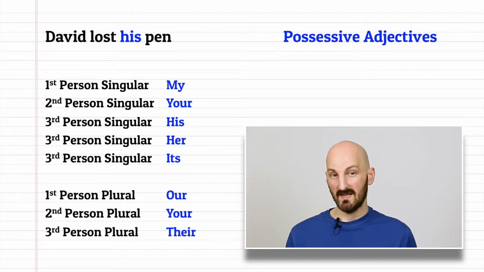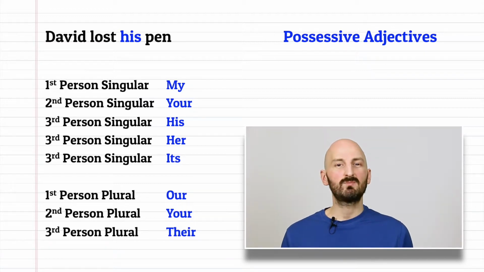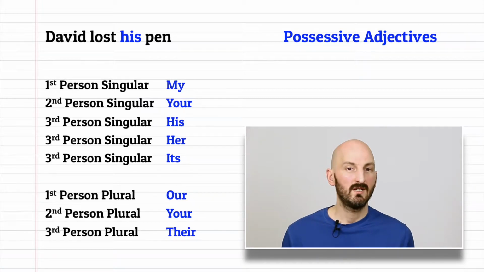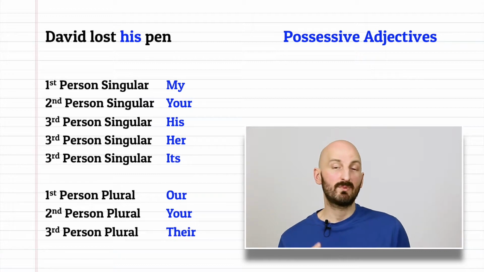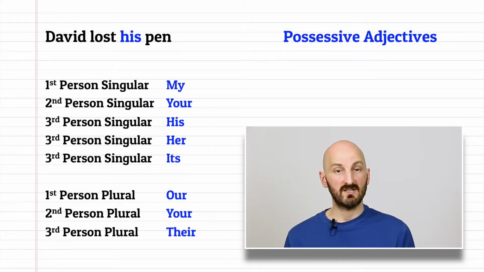David lost his pen. Now let's think. Is the object new information? Yes. Is the owner new information? No. Is the sentence meaning obvious? Yes. So we can use a possessive adjective to replace possession that is known when the meaning is obvious.